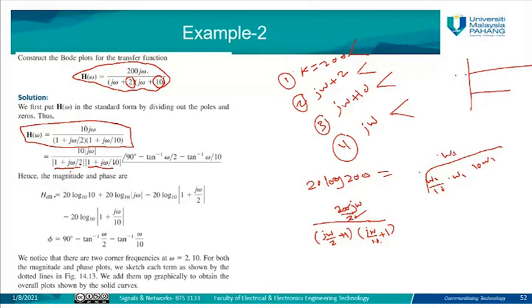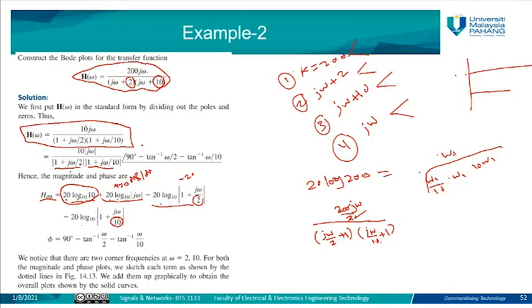So for the magnitude here, the magnitude in dB will be 20 log 10, which is for the gain value, plus 20 log j omega. This will give you 20 dB per decade. Then minus 20 log of 1 plus j omega over 2 gives you negative 20 dB per decade, starting from the point 2. And the last one will give you negative 20 dB per decade, starting from the point 10.